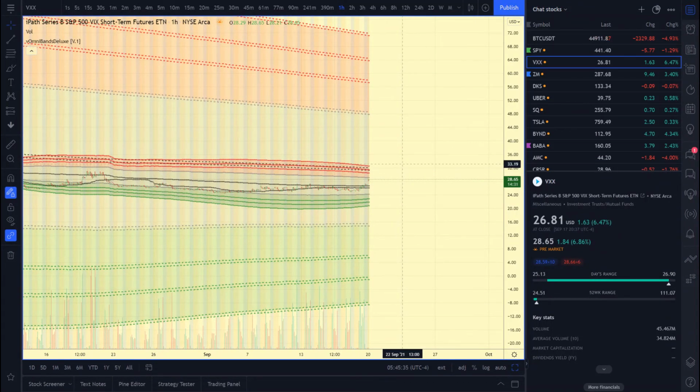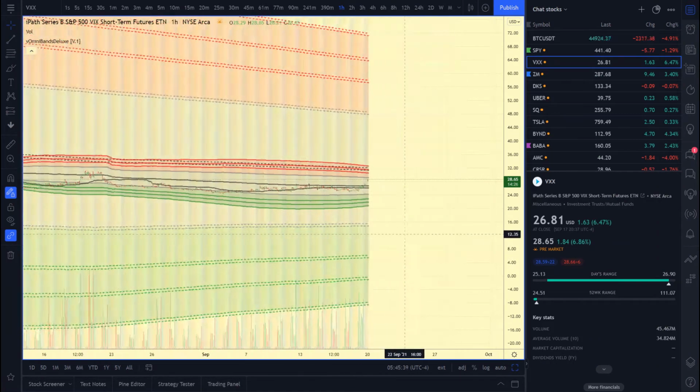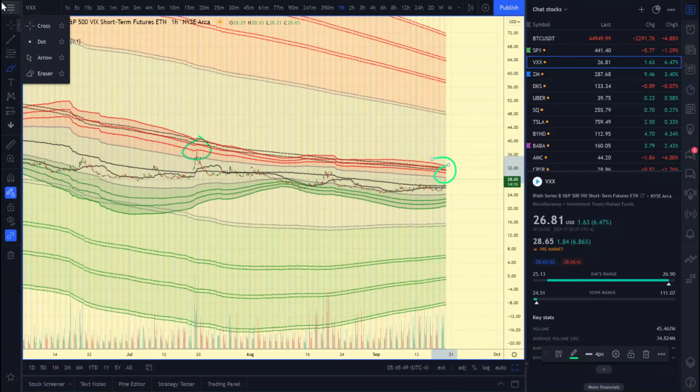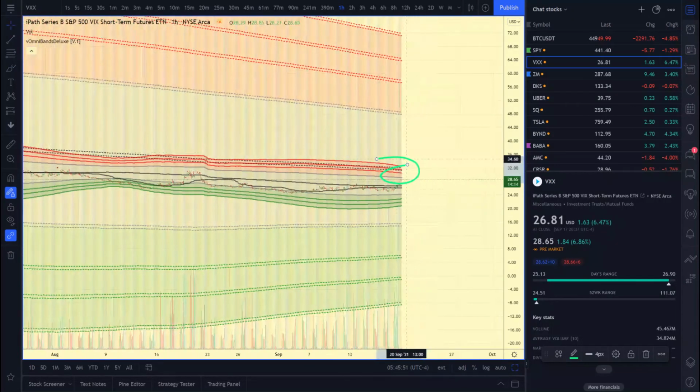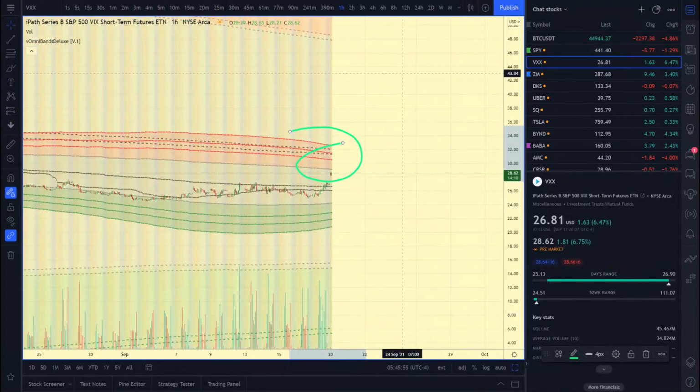If it breaks above that, VIX can go up to $50. So this is a real true test that we're getting here. Just looking at these levels that it's happened before. Super important to pay attention to the market today. If you're a buyer or seller, super important regardless.